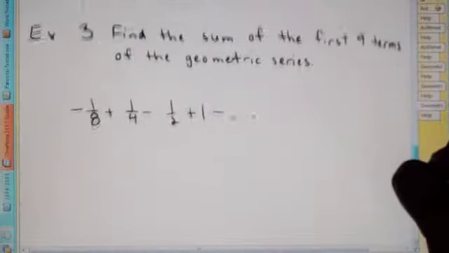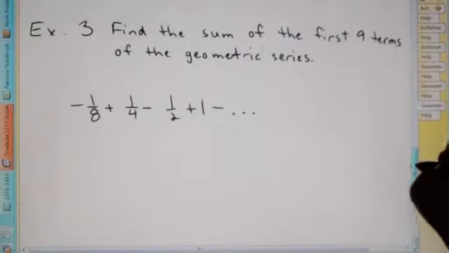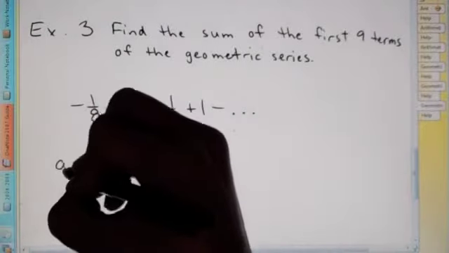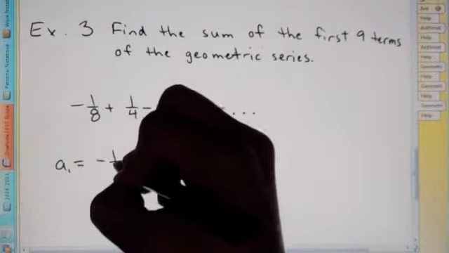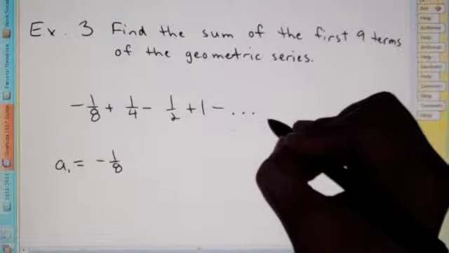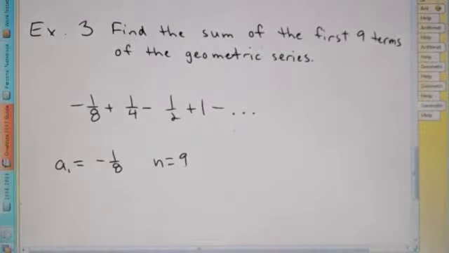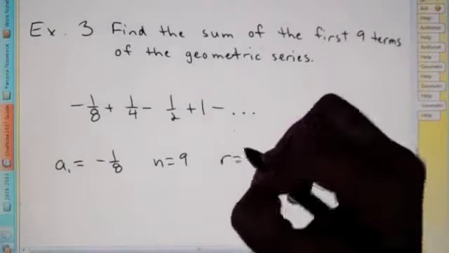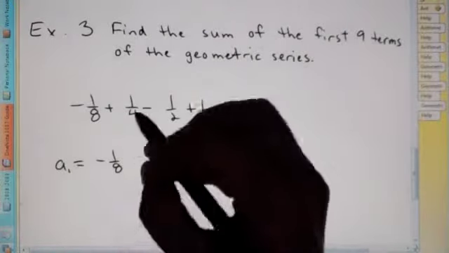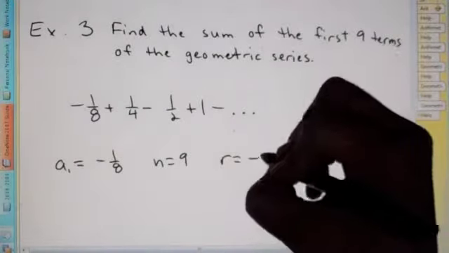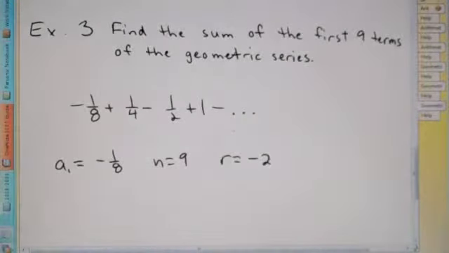Alright, one more. Find the sum of the first 9 terms of the geometric series. So, we know our first term, negative 1/8. We don't know our last term. We do know n is 9. And our ratio, again, the way we find the ratio, take one number divided by the one before. Notice we're doubling this by negative 2. Okay? You're multiplying each term by negative 2.